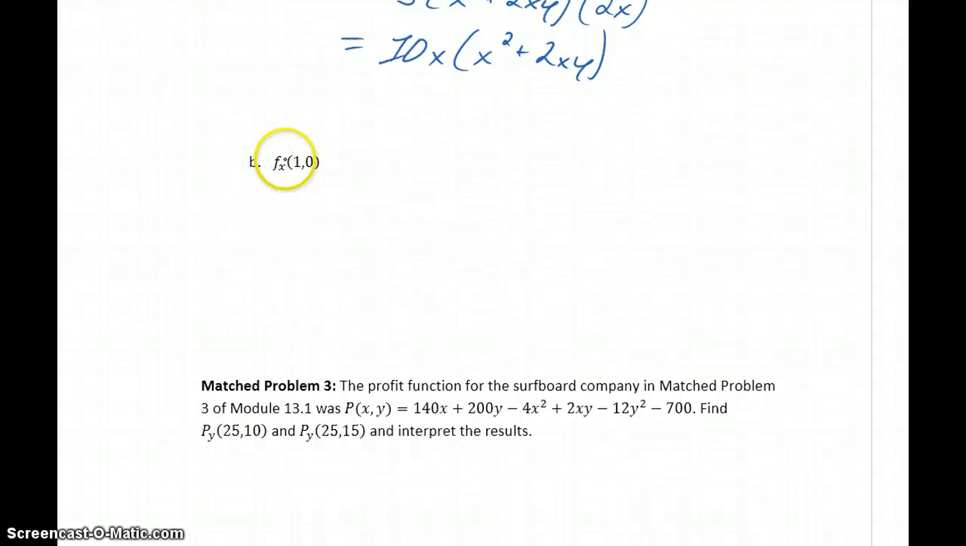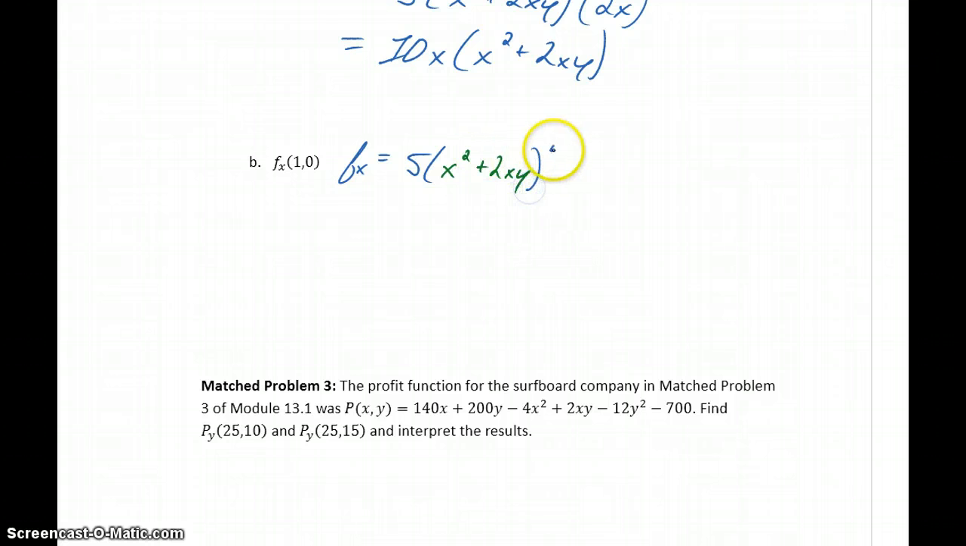In part B, now we want to evaluate f sub x at x equals 1, y equals 0. So we don't want to just use this function because this was f sub y, or the derivative with respect to y. The first thing we need to do is find our derivative with respect to x. So this starts off very similarly because we still have a composite function to deal with. So we get 5 times the quantity x squared plus 2xy to the fourth power times the derivative of that interior function.